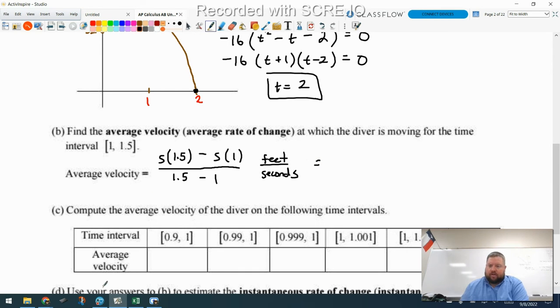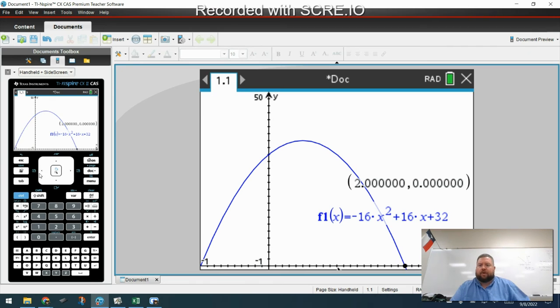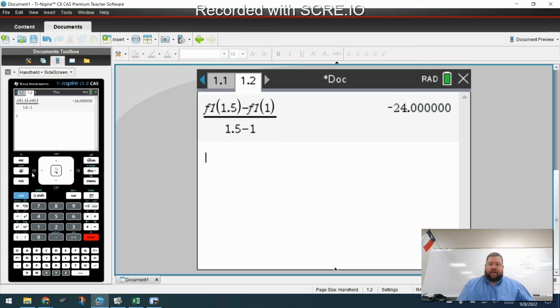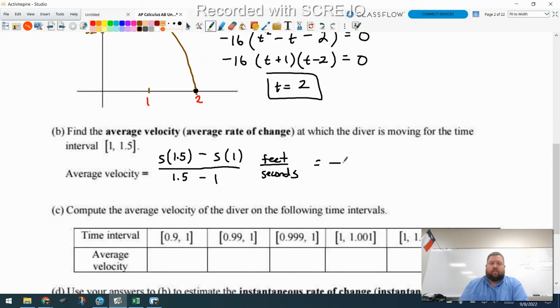Okay, so we're going to type this into the calculator. So I'm going to do a calculator page. Nope, not what I wanted. Control doc calculator. So I'm going to hit control divided by, give me a fraction. And then I can type in f1. Okay, that's my position function. That's S. In the calculator, it's called f1. Parentheses, and then put in the number I want. So 1.5 minus f1 of 1, and then divided by 1.5 minus 1. There's my answer, negative 24 feet per second.